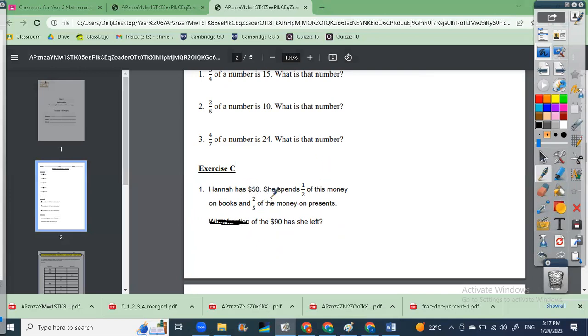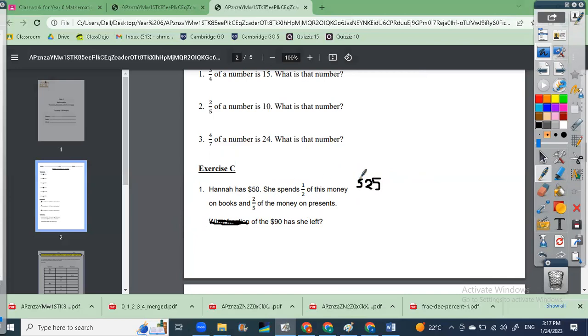They're saying that Hannah has $50. She spent half of this money on books. What is half of 50? We don't need to follow any steps. Half of 50 is 50 divided by 2, which is 25. So she spent $25 on books.